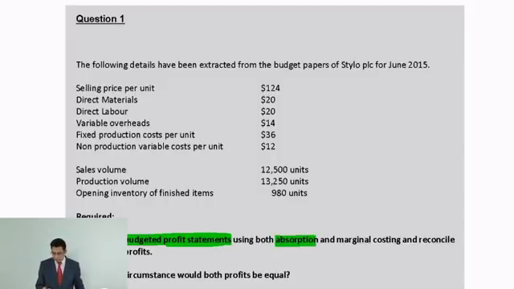Meaning, when we produce the profits as per marginal and absorption costing, you would observe that profits are different from each other. And if the profits are different, then we attempt to reconcile the profits: what is the real difference between the two, what is causing this difference. And B, in what circumstances would both profits be equal. We will have a look at this as well.